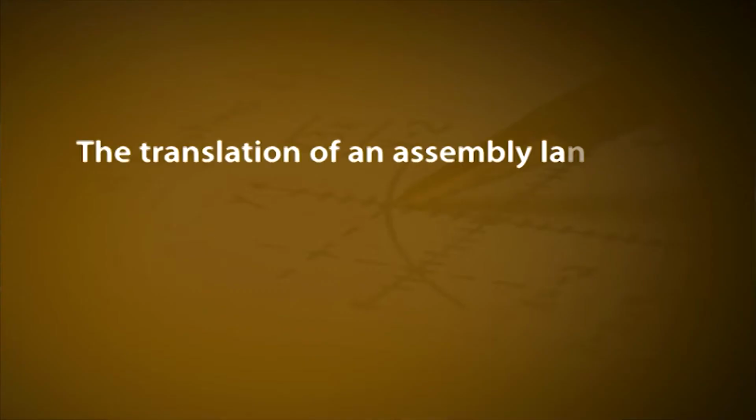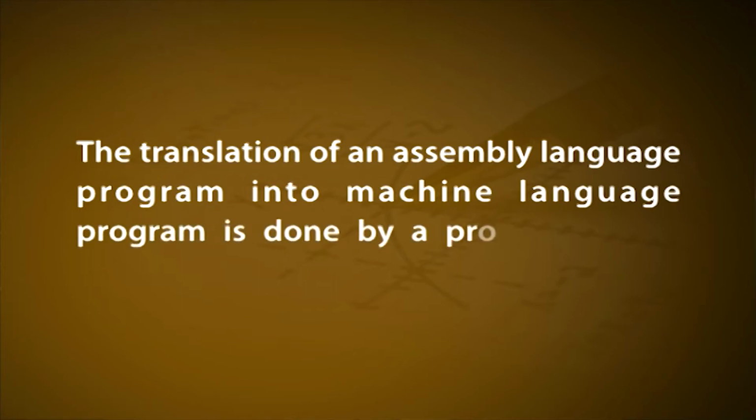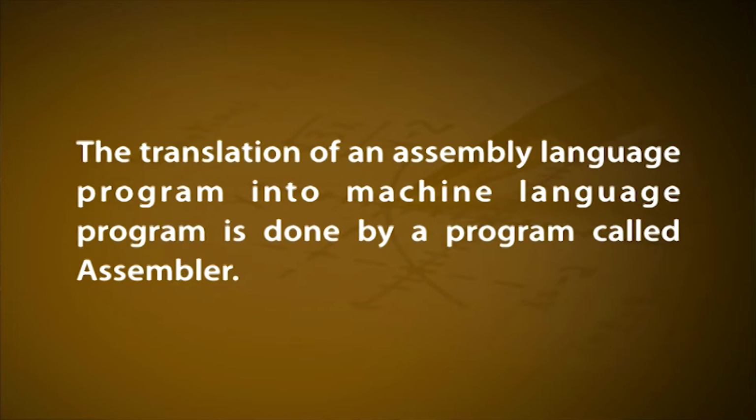Assembly language closely resembles machine language and both are considered low-level languages. Since a computer cannot understand assembly language, a program written in assembly language must be translated into an equivalent machine language program before it can be run. The translation of an assembly language program into a machine language program is done by a program called an assembler. It also assembles the machine codes in the primary memory of the computer and makes it ready for execution.